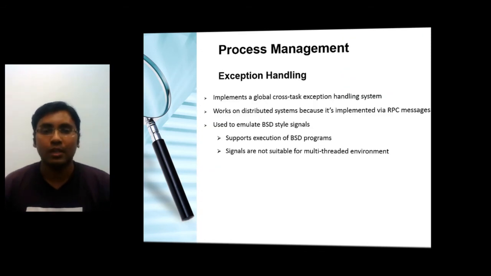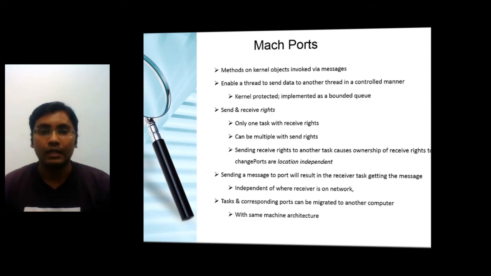Also in process management, there is one option called exception handling. It implements a global cross-task exception handling system, and is also used to emulate BSD style signals, and it supports execution of BSD programs. And in Mach port, we can see the method on a kernel object is invoked by a message, and it also enables a thread to send data to another thread in a controlled manner, and in the kernel it is protected, implemented as a bounded queue. Also it sends and receives rights.